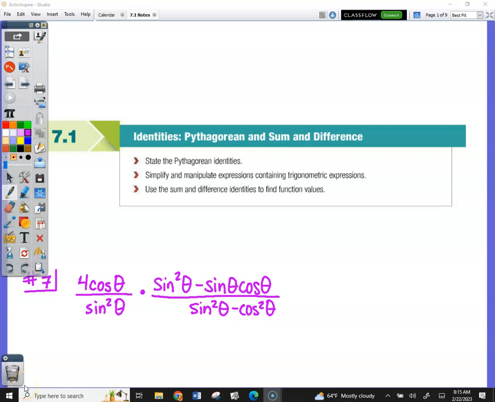So we started 7-1 yesterday. We got 3 examples in. We started a 4th example, and then we got caught up by the bell. So we're going to go back to that 4th example.